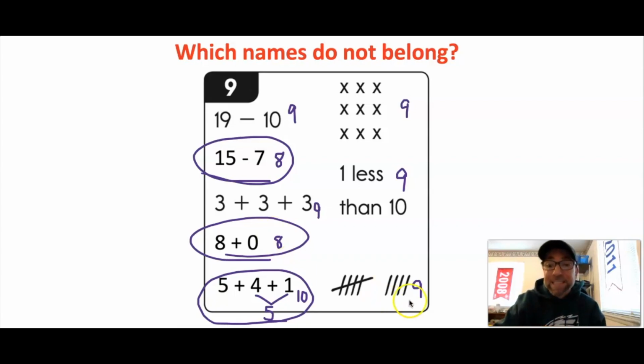Awesome job. Today, we learned about name collection boxes and how a number can have many different names. It could have a tally mark name and a domino name, addition and subtraction number models, oh my goodness, and counters, and base 10 blocks, and money, and clocks, and on and on and on. You're going to have some activities to practice name collection boxes. And I can't wait to see how smart you are.